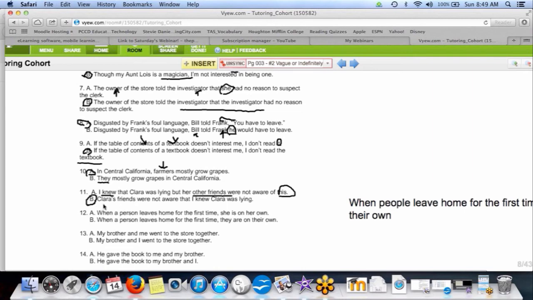But in B, Claire's friends were not aware. What were they not aware of? That I knew Claire was lying. So Claire's friends didn't know you knew Claire was lying. And this makes it more important. The vague pronoun "this" is a singular concept, and since there's two concepts here, 1 and 2, it can't work because "this" is a singular pronoun. Okay? And notice that "this" is not part of the answer here because this is a vague pronoun. It can't be in the answer.